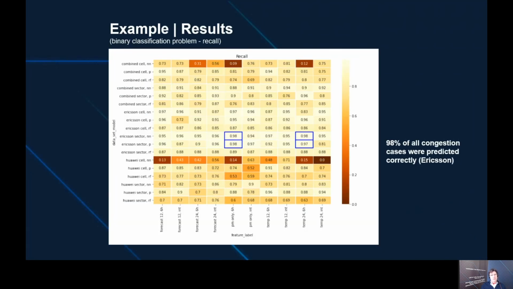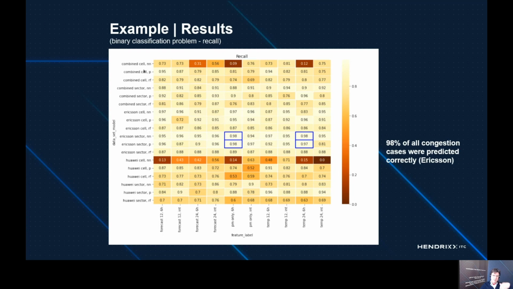Another way to display results. This is a matrix of all the combinations you can get from the frames I was mentioning two or three slides ago, like the 15 features, the 17 features, including the forecast data, the 12-hour forecast data, the 24-hour forecast data, yes or no. Then you get a matrix of all possible model trainings. Also, these are the models we used: the neural net, the perceptron, and the RF for random forest. And then we also had some variation.